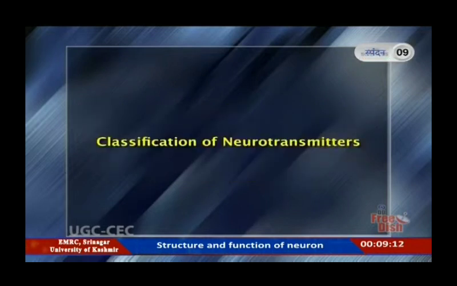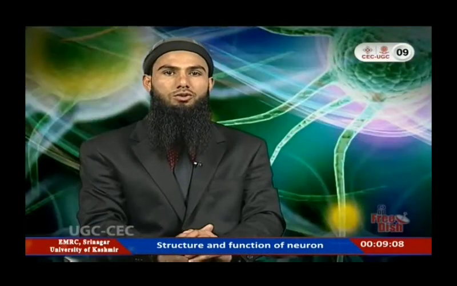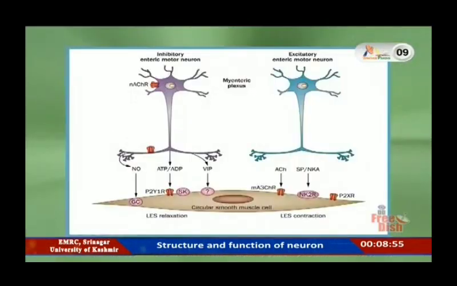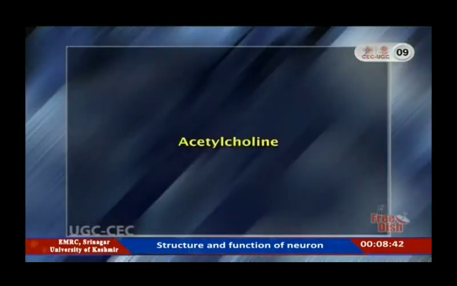Moving on to classification of neurotransmitters. Neurotransmitters fall into several chemical classes based on the molecular structure. The major types of neurotransmitters include acetylcholine, biogenic amines, and amino acids. The neurotransmitters can also be classified based on function, that is excitatory or inhibitory, and action, that is direct or neuromodulatory.